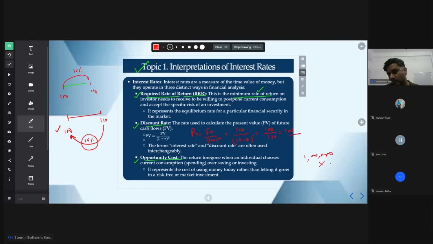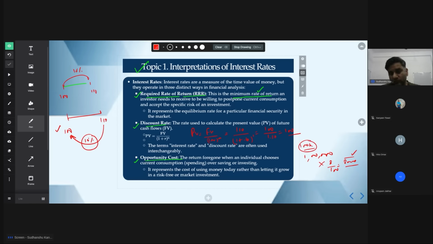So 8 divided by 100, the opportunity cost is 8,000. And 1 lakh is 100K, if somebody doesn't know. If I have 100K in money, 8,000 is the opportunity cost.